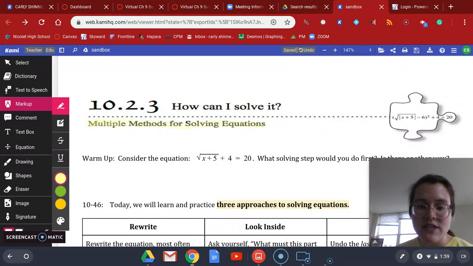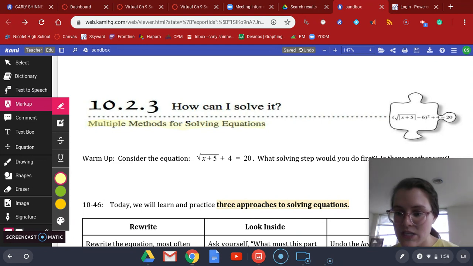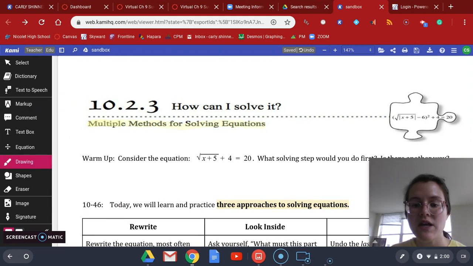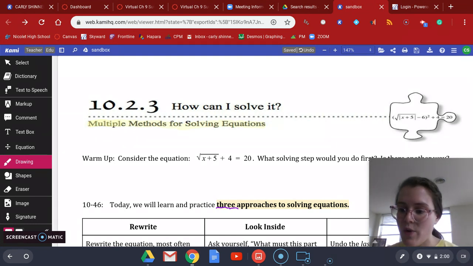I love this series of lessons we're going to be doing this week. It's actually some of my favorite topics to teach because basically what we're going to be doing today and later this week is we're going to talk about three different approaches, or you can even think of them as mindsets or strategies to solving equations.